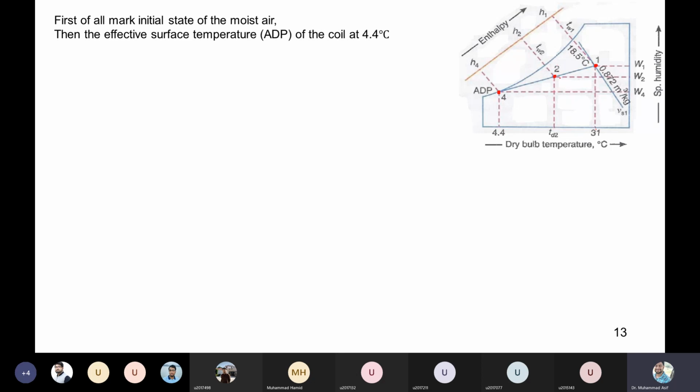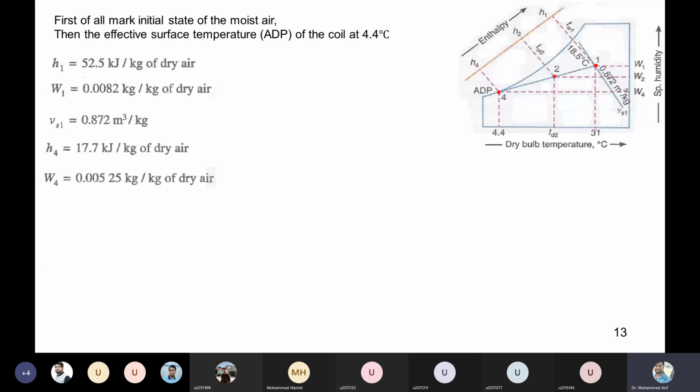So how can we figure that out? We know that from point 1, since we have located it, we can read all of the properties at point 1. All of the properties means H1, we can read. We can also read W1. Similarly, we can read the specific volume. Similarly, at point 4, we can read all of the unknown properties. For example, H4 and W4, right?